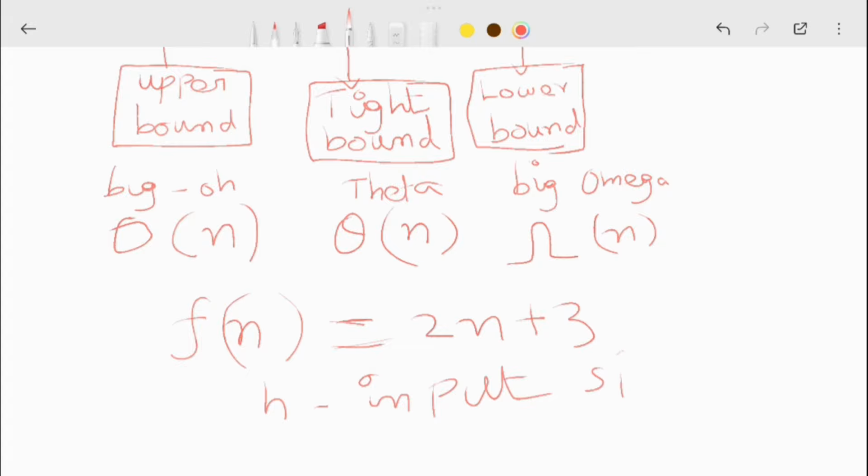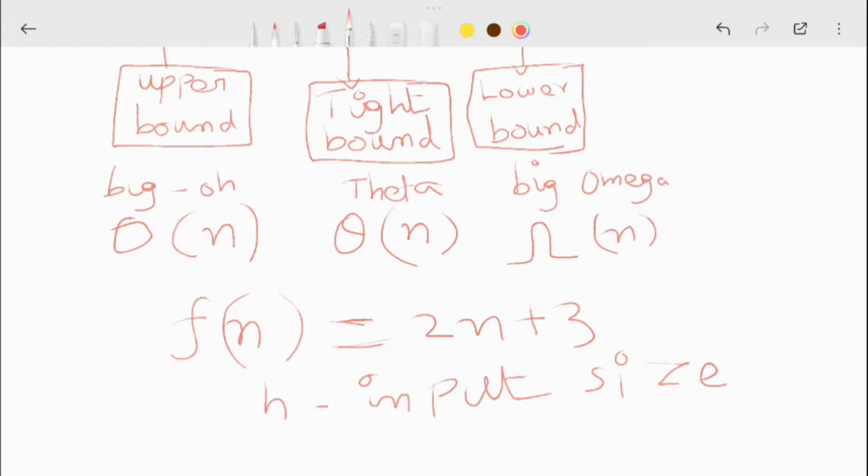For a given input size, an algorithm can be represented as a function of n. By using big O, theta and omega notations, we can find the upper bound and lower bound of a function. In the same way, we can find the upper bound, lower bound and tight bound of an algorithm with respect to the input size. So this upper bound, lower bound and tight bound are the time it takes to complete.